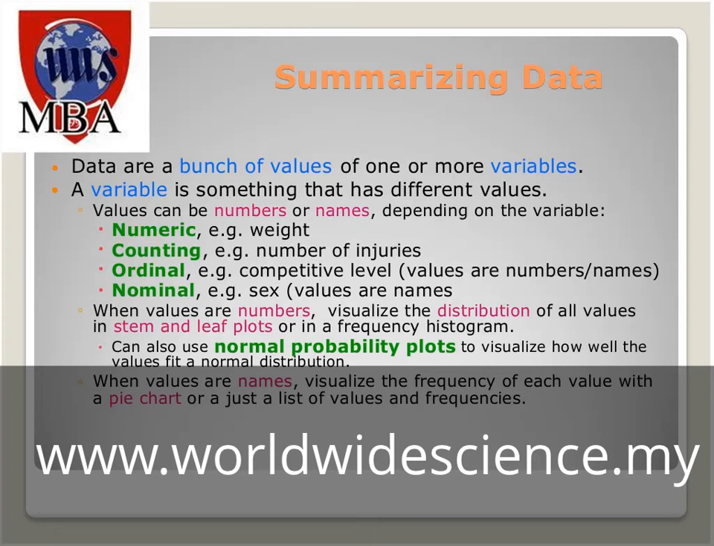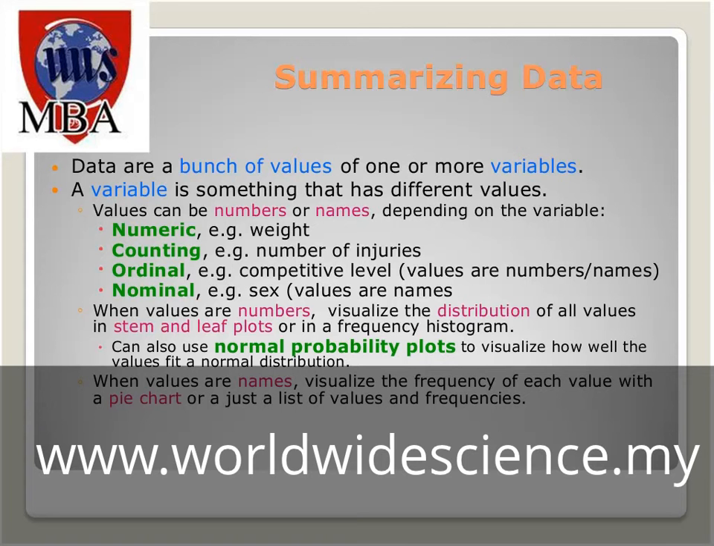Okay, about summarizing data, we can say that data are a bunch of values of one or more variables, okay? So a variable is something that has different values. Values can be numbers or names depending on the variable. So we have numerics, like weight; counting, like number of injuries, which you can count; ordinal, for example competitive level; and nominal, like gender or sex, value or name, okay.